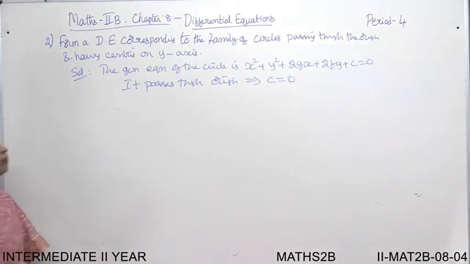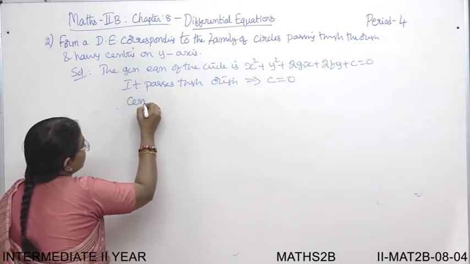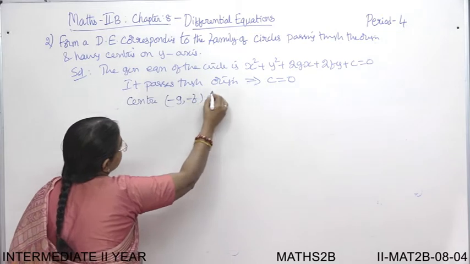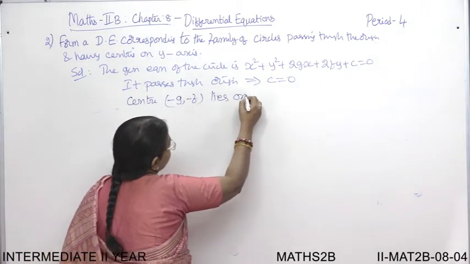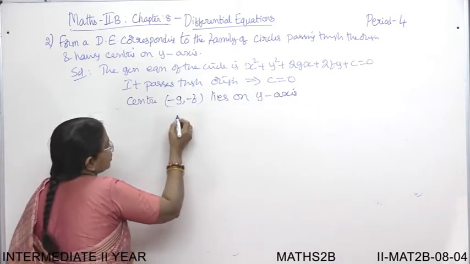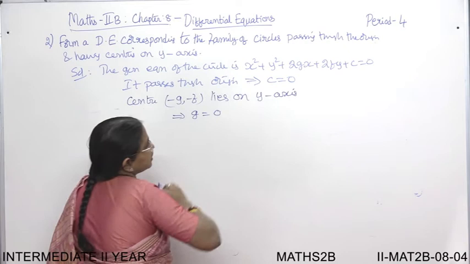Now the centers are on the y-axis. What is the center? The center is (minus g, minus f), which lies on the y-axis. So on the y-axis we know that the x coordinate is 0. So that means g is equal to 0. So g and c are zeros.